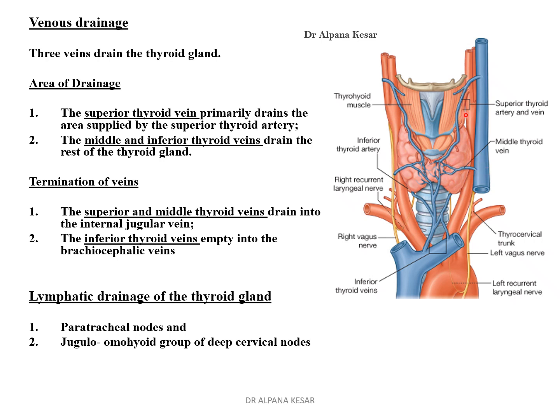The superior and the middle thyroid veins terminate by draining into the internal jugular vein. The inferior thyroid veins terminate by draining into the brachiocephalic veins. The lymphatic drainage of the thyroid gland is into paratracheal lymph nodes and into the jugulo-omohyoid group of lymph nodes.